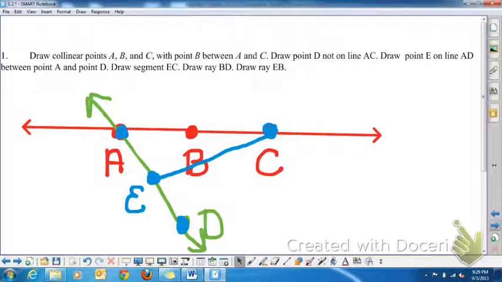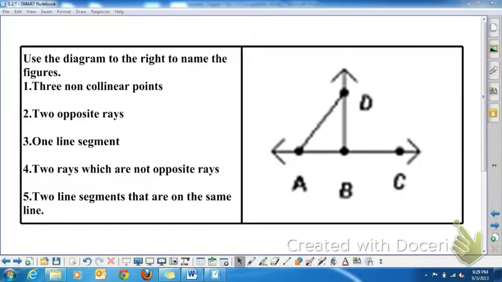Now let's draw ray BD. So if it's ray BD, that means B is our initial point and it extends infinitely through D. And lastly, let's draw ray EB. Where are you going to begin? Point E. And you want to go infinitely through B. So we have lines, segments, and rays in our drawing. So let's take a look at this picture to the right.